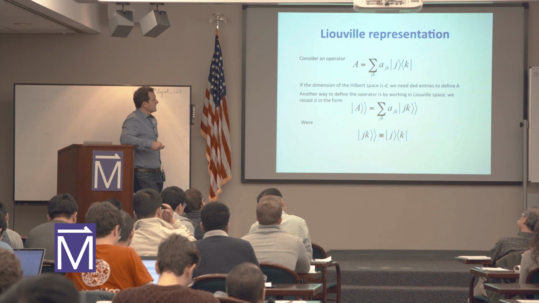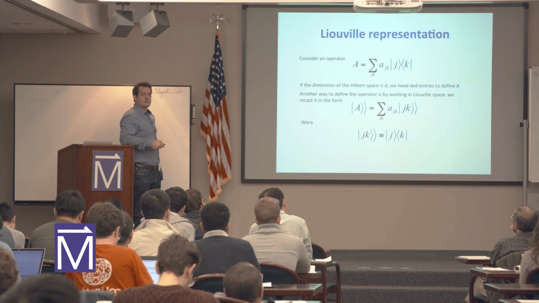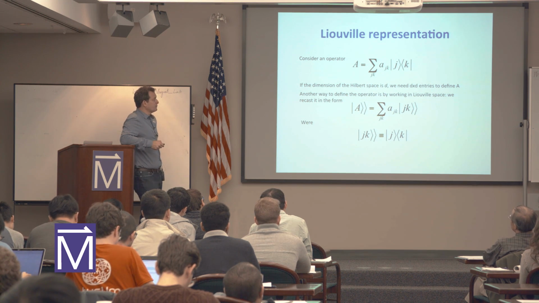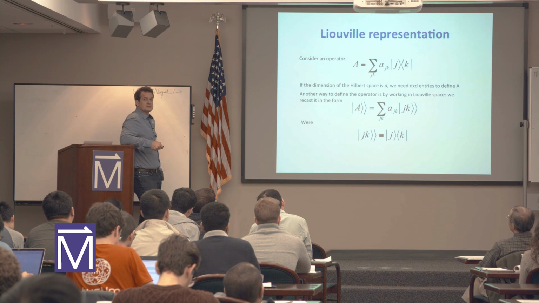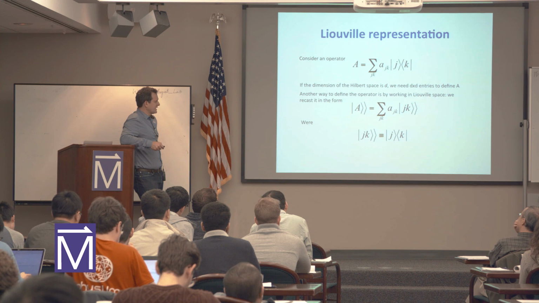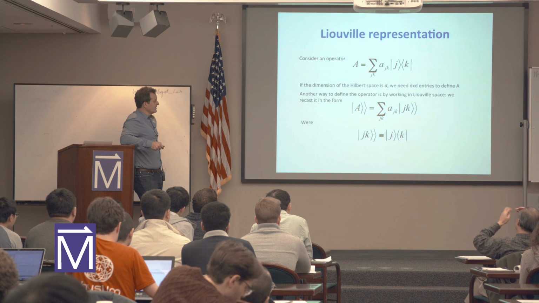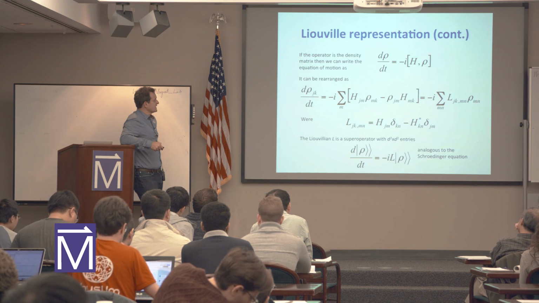So this is what's called Liouville representation. Now I'm writing a matrix or an operator as a vector in Liouville space. And you see that I use this two-bracket notation, and this is just representing this projector here. But these two are equivalent because the coefficients are the same.